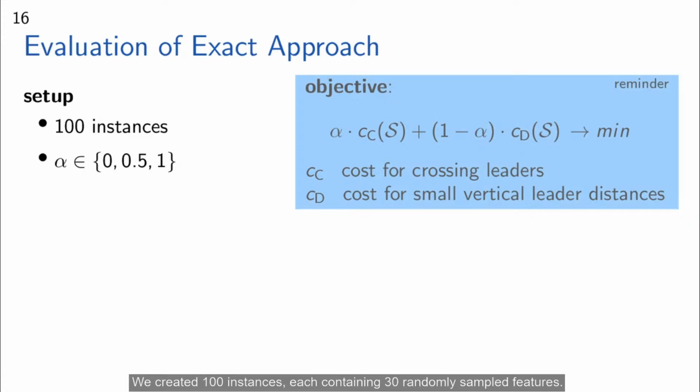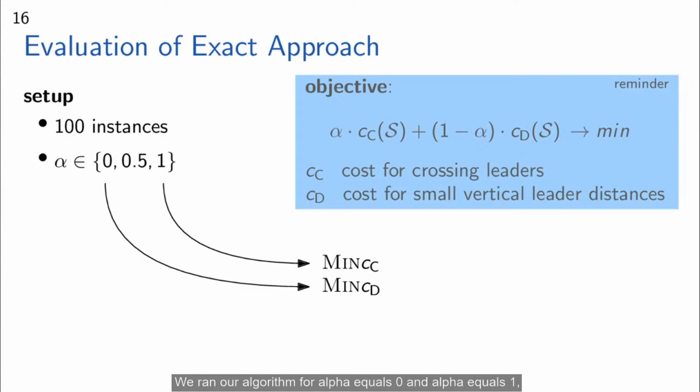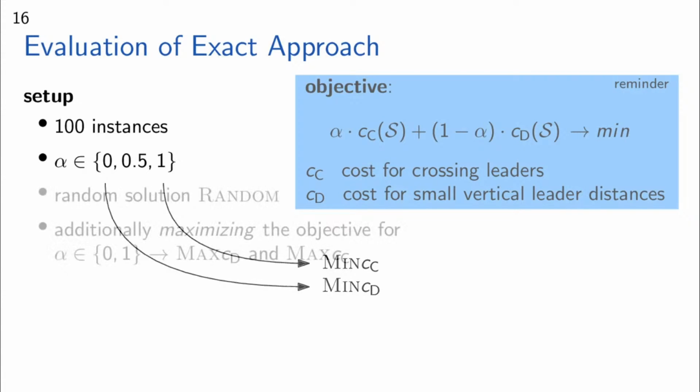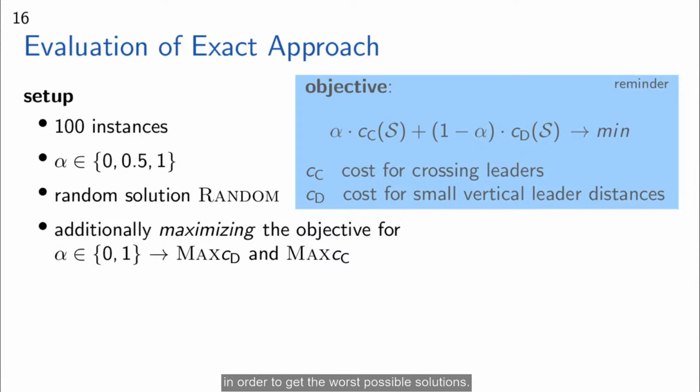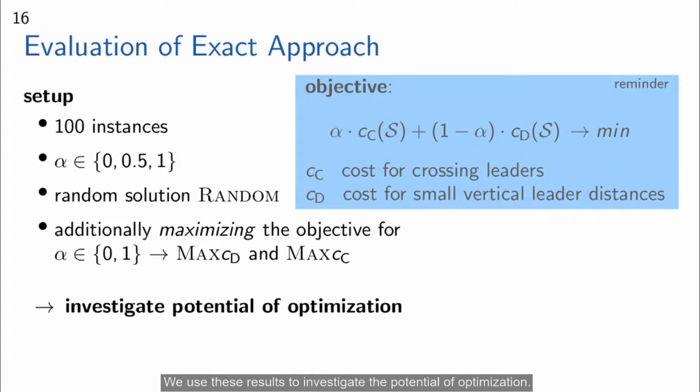We created 100 instances, each containing 30 randomly sampled features. We ran our algorithm for alpha equals 0 and alpha equals 1, which means solely minimizing the crossing cost and the distance cost respectively. As an intermediate trade-off between both costs, we choose alpha equals 0.5. Additionally, we generated a valid random solution and maximized the objective function for alpha equals 0 and alpha equals 1 in order to get the worst possible solutions. We used these results to investigate the potential of optimization.